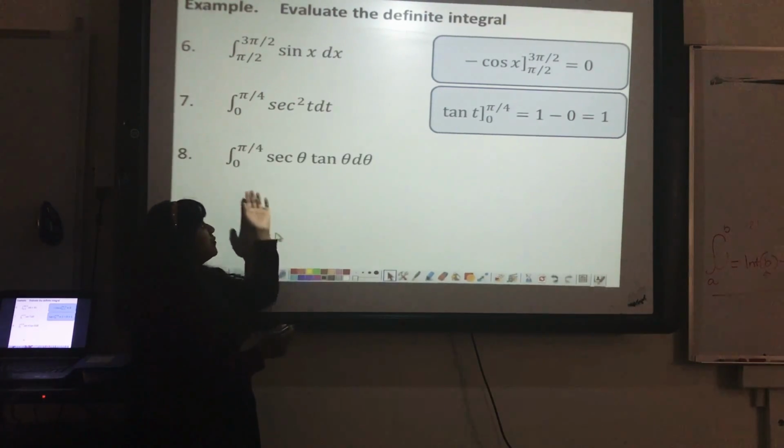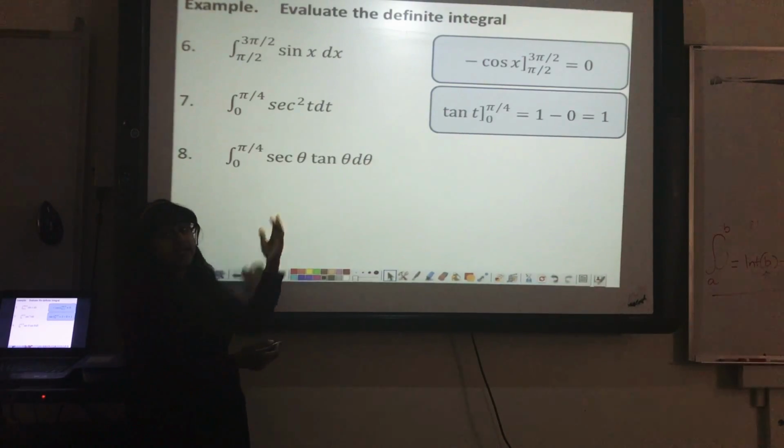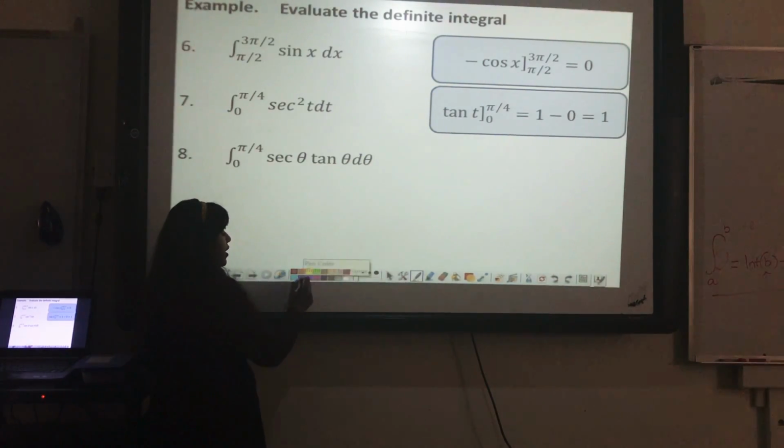So here's my next question. We've got the definite integral from 0 to pi over 4 of secant tan theta. So let's do that problem.